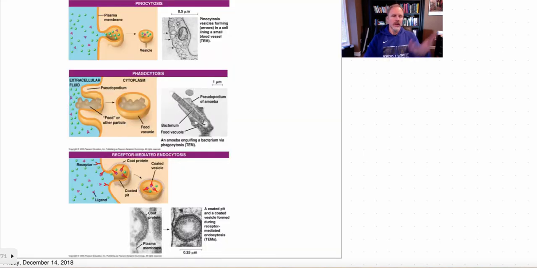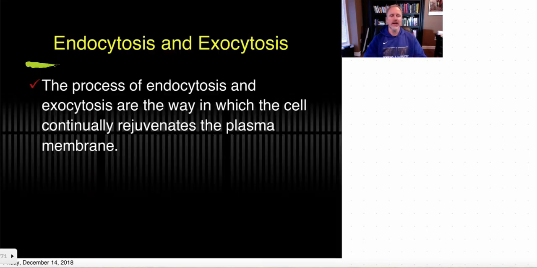Okay, so here's just a little figure that goes through pinocytosis or cell drinking, phagocytosis, which is cell eating, and then receptor-mediated endocytosis, which is also a form. So these are the things that we've discussed so far and how things are brought into the cell.